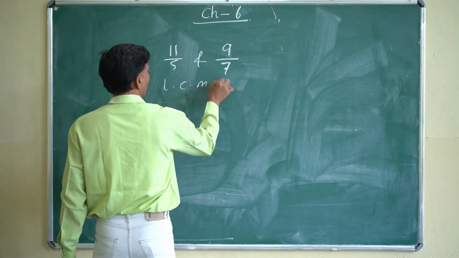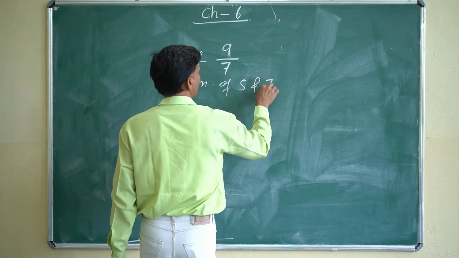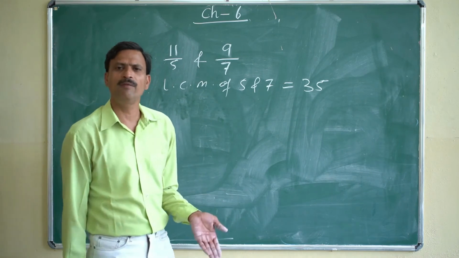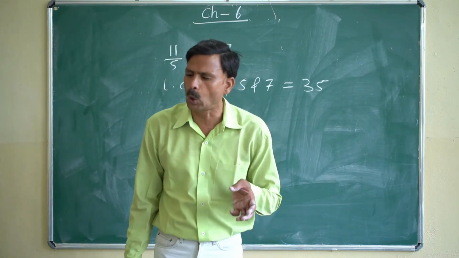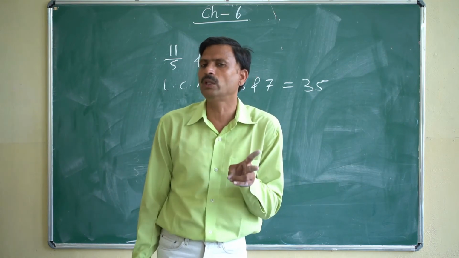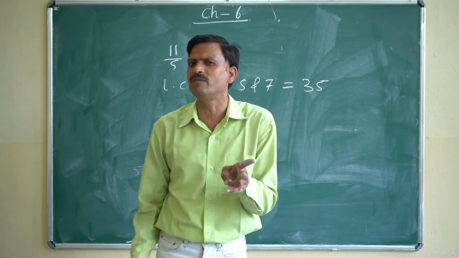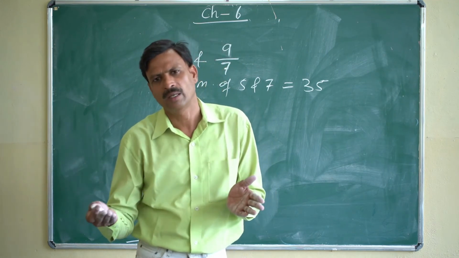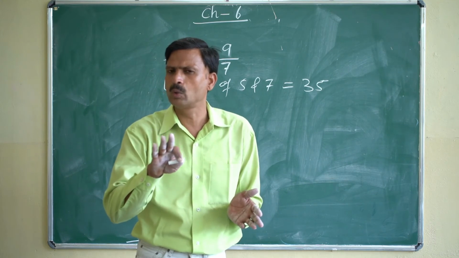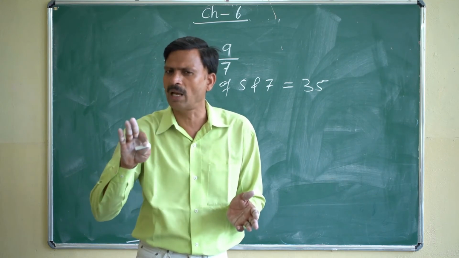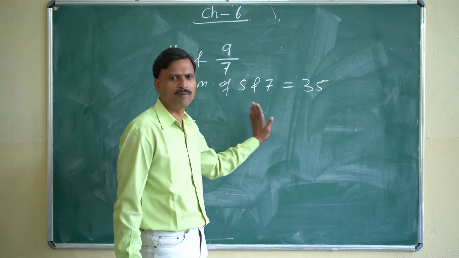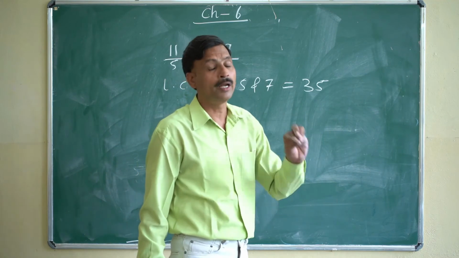LCM of 5 and 7. So the LCM of 5 and 7 will be 35. Why? Because 5 and 7 are prime numbers. So always remember, if two numbers are given and both the numbers are prime, their LCM will simply be their product. Okay, got it? If you want to find the LCM of two or more numbers and each number is prime, their LCM will be their product. Like here 5 and 7 are both prime numbers, so their LCM will be 5 into 7, which is 35.